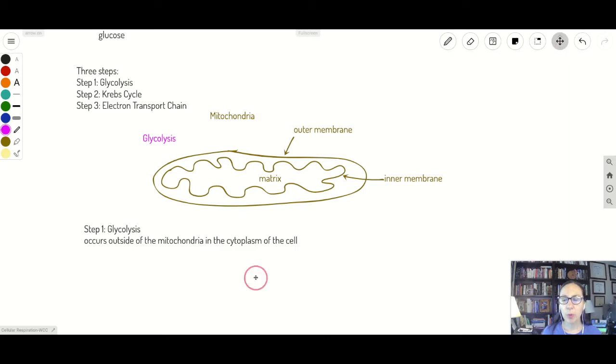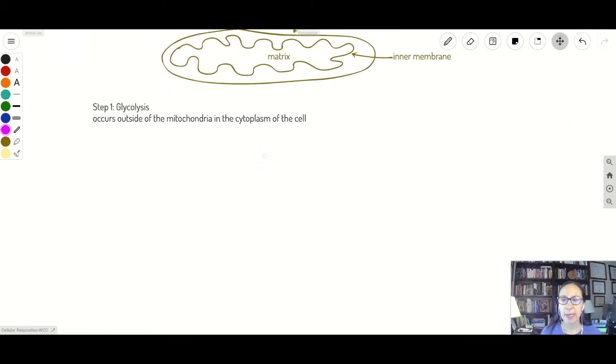The point of glycolysis is that in the cytoplasm, the cell is going to take that glucose and split it into two. So the point of glycolysis, I'm going to write this down. In glycolysis, glucose gets broken down into two pieces.